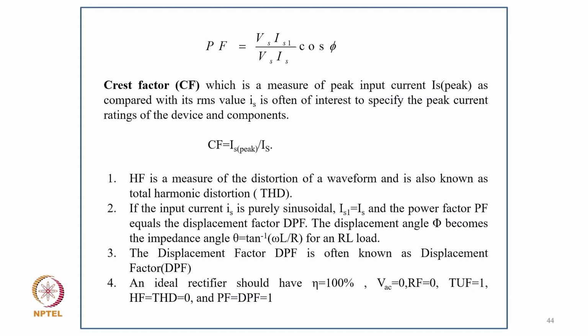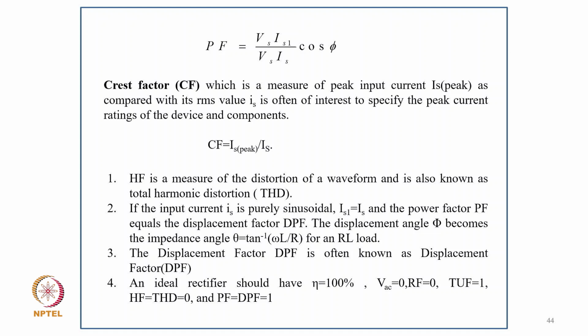The input power factor is defined as power factor equals Vs IS1 upon Vs IS into cos phi. The crest factor is a measure of the peak input current, IS peak, as compared with its RMS value IS, and is often of interest to specify the peak current rating of the device and components. So crest factor is IS peak upon IS. Harmonic factor is a measure of distortion of the waveform. It is also known as total harmonic distortion.